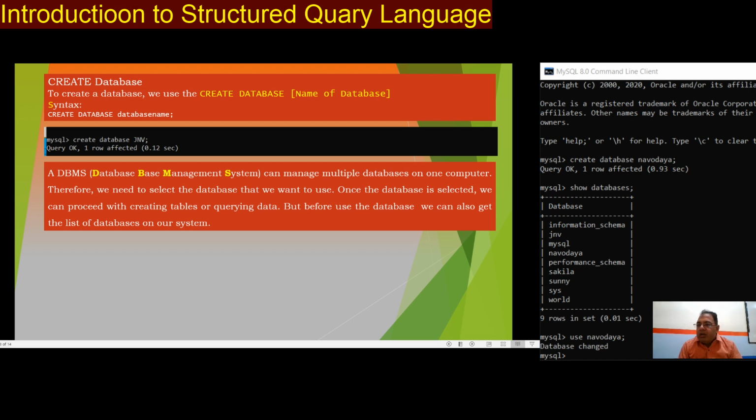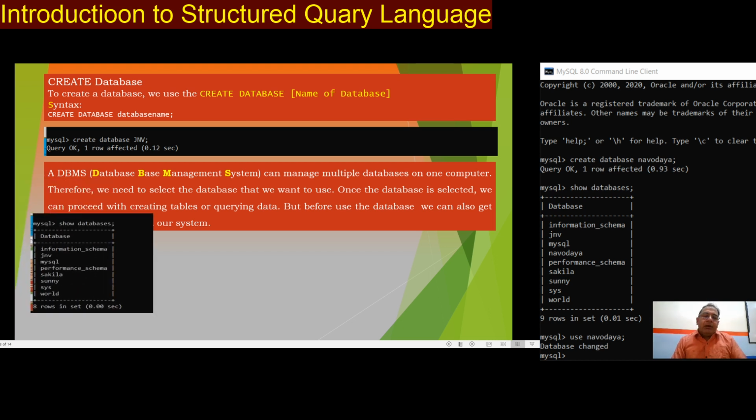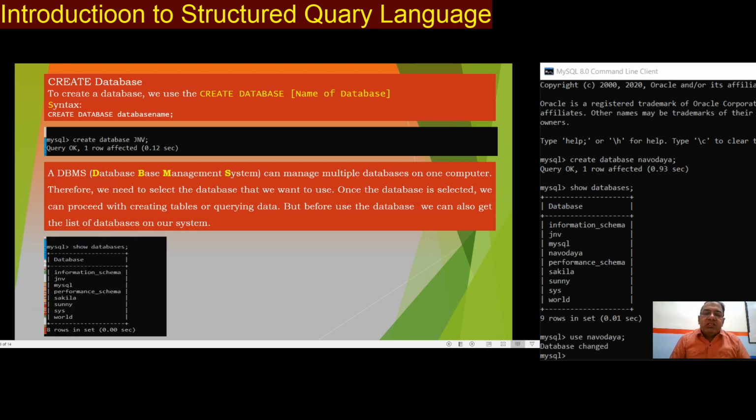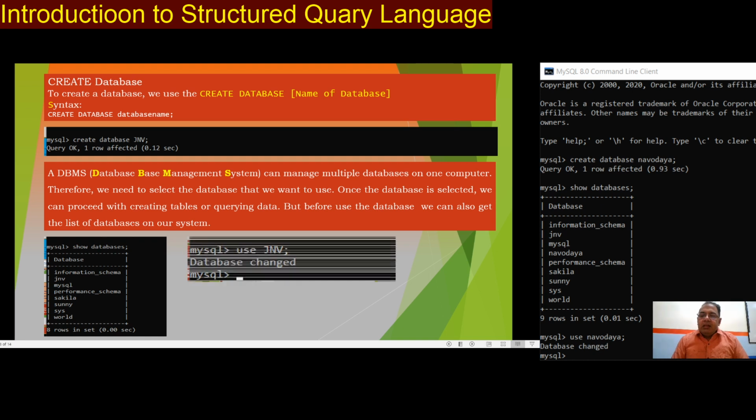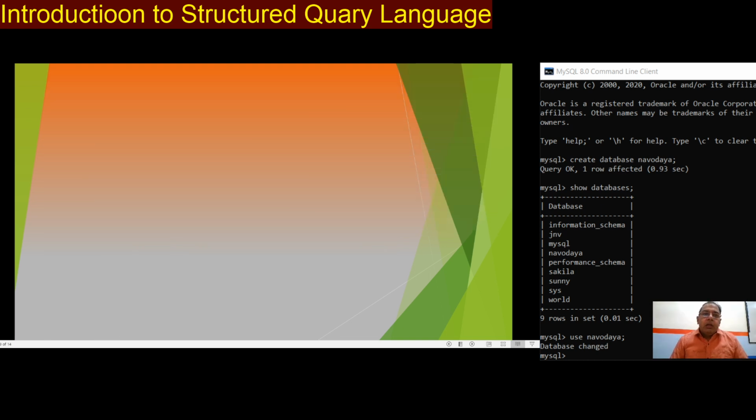But before using the database, we can also get the list of databases in our system. In the example, we have already shown you such a list of databases by using the command show databases. Then I have the command to use a database. Here I have used JNV as the new database where I will try to create a new table.